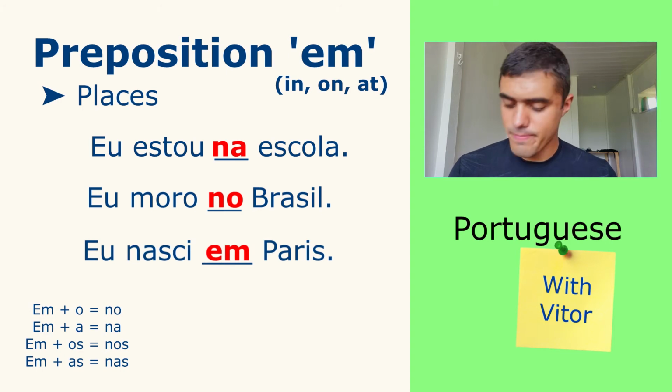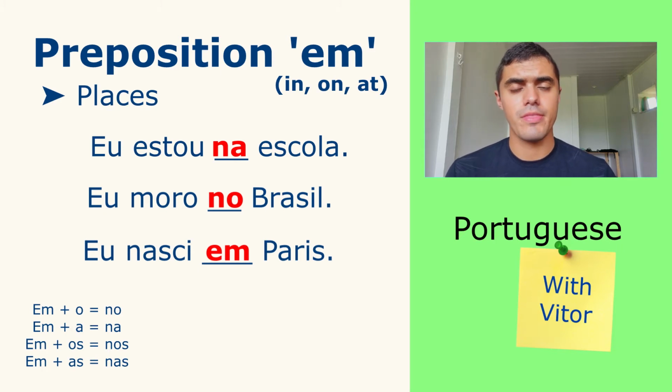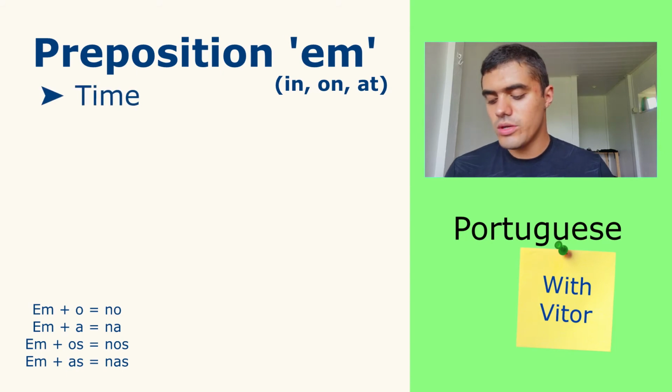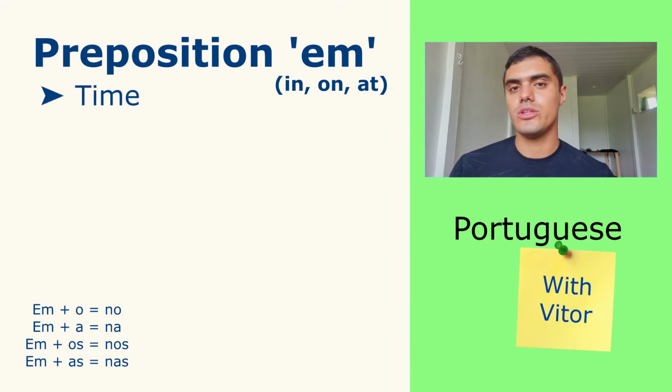Eu nasci em Paris. I was born in Paris. Ok? Where were you born? Eu nasci em Paris. Okay, so places. And when we talk about time, we use it when we talk about years, months, days of the week. So let's see some examples.